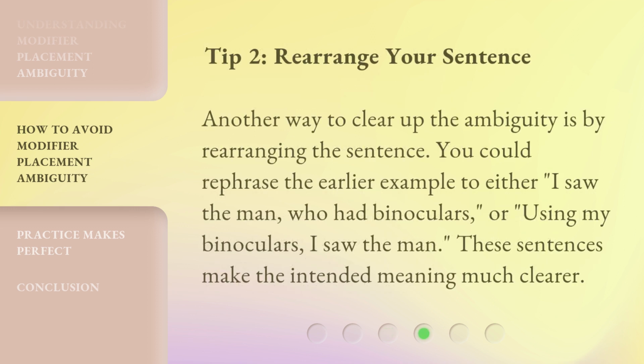Tip 2. Rearrange your sentence. Another way to clear up the ambiguity is by rearranging the sentence. You could rephrase the earlier example to either, "I saw the man, who had binoculars," or, "Using my binoculars, I saw the man." These sentences make the intended meaning much clearer.